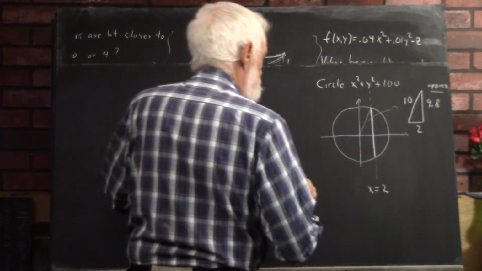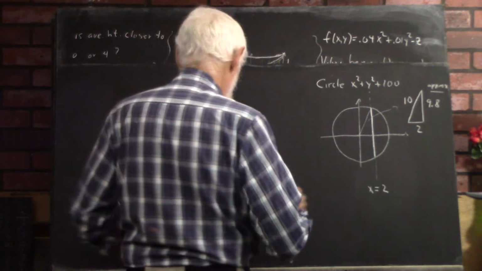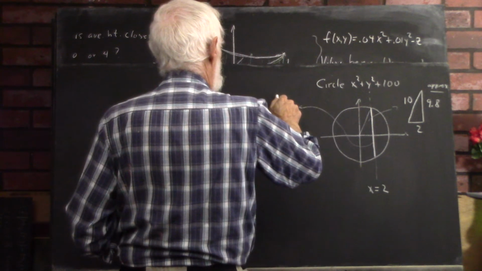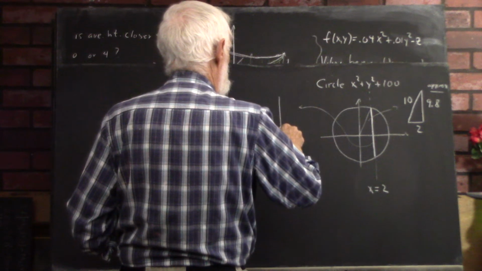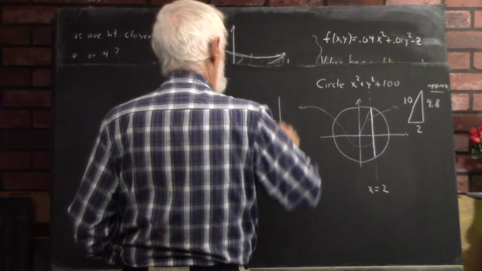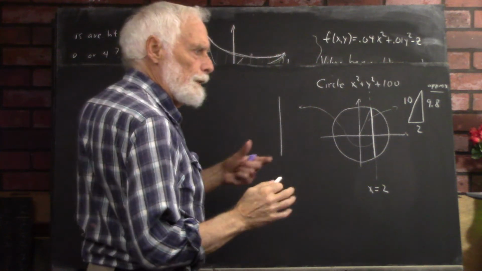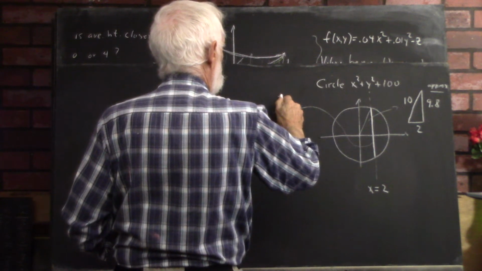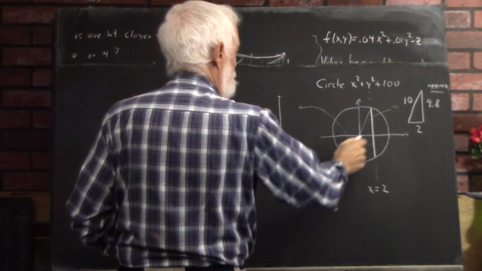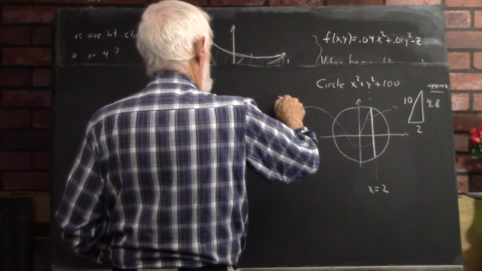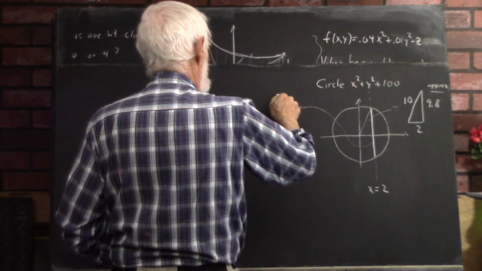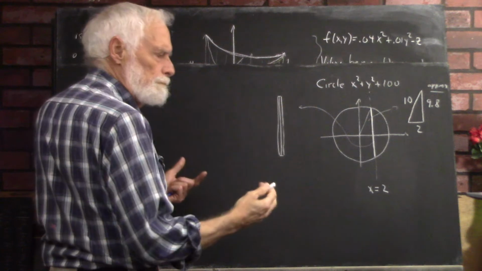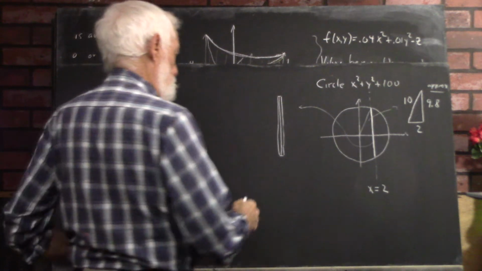So let's look at what happens on this strip. I'm going to take this strip here, and I'm going to depict it over here. And I'm also going to give it a little bit of thickness. Let's just say we take all the points on this segment that lie within a tenth of a unit.